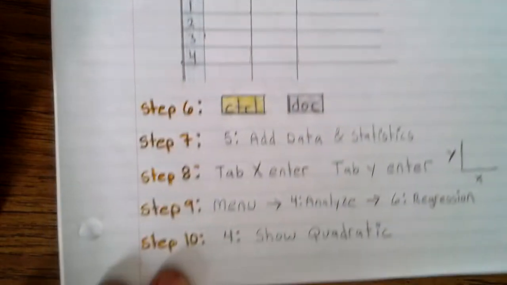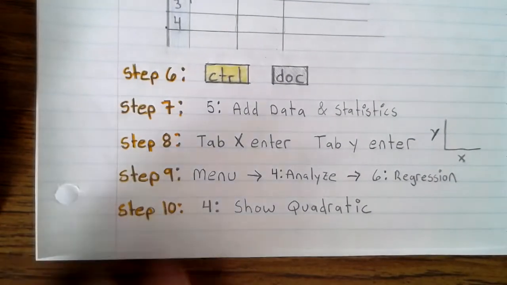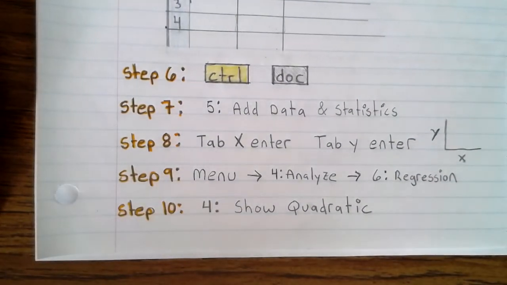All right, now let's look at steps 9 and 10. Step 9, menu, 4, analyze, 6, regression. Step 10, 4, show quadratic. All right, if you would finish up your notes.